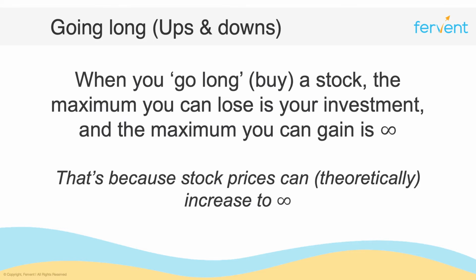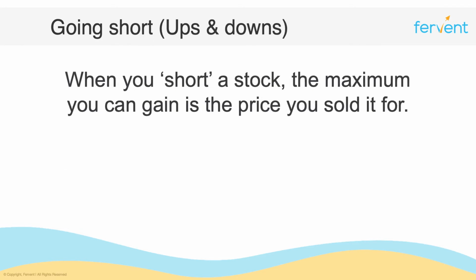When you short a stock, however, remember that you make money from the price decreasing, and given that the lowest a price can go is 0, the maximum you can gain is the price you sold it for. Because if you sold shares for, say, $100, the maximum you can make is $100 because the price can only decrease to 0, and so in that case, you would have made a profit of $100.